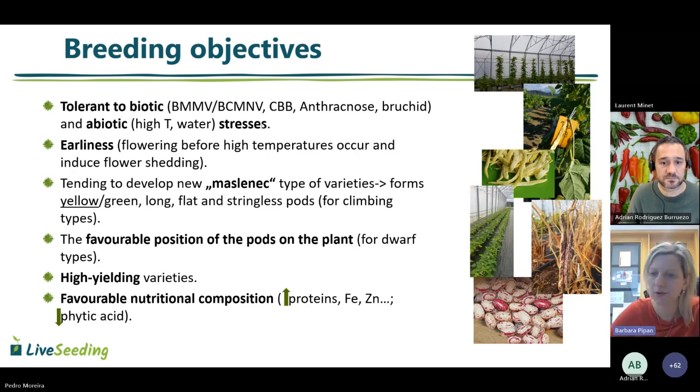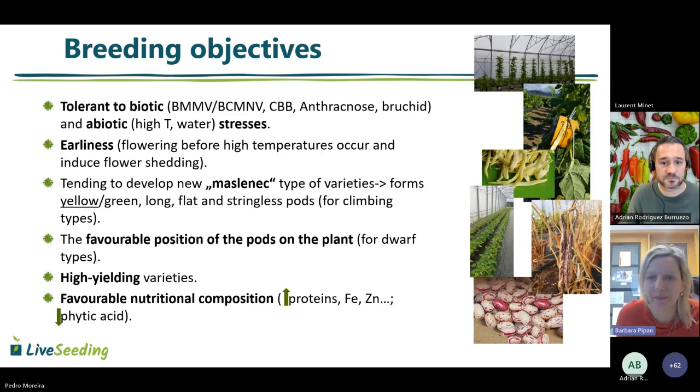And of course, as all of us know, the highly yielding varieties are also very desired within different breeding programs of different plants. And recently, we are really focusing on the favorable nutritional composition of pods and seeds at the end. So, higher levels of proteins, iron, zinc, and decreasing values of the anti-nutritive compounds such as phytic acid.